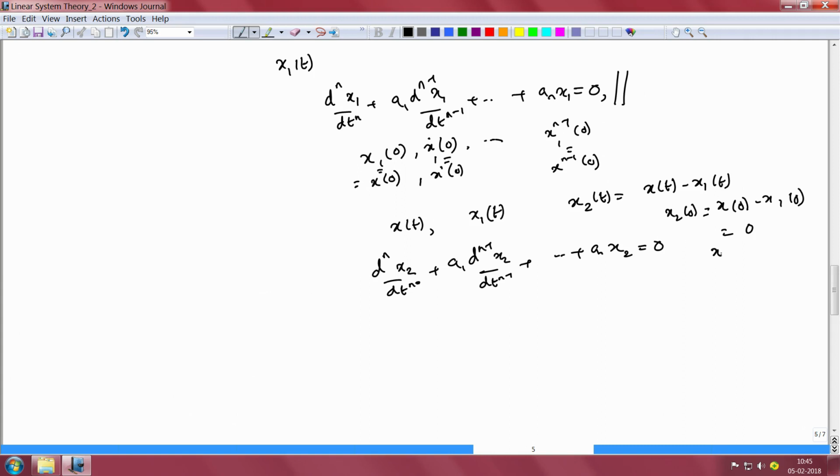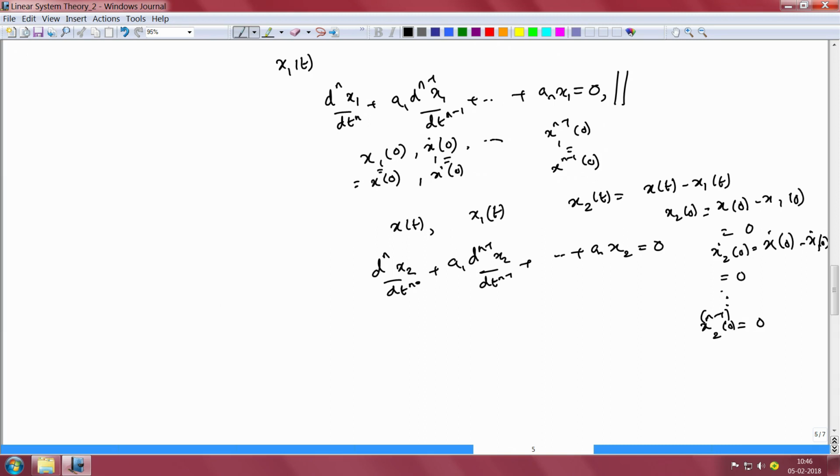Similarly, you could show that x2 dot of 0 is equal to x dot of 0 minus x1 dot of 0, and these two are also assumed to be the same. We are assuming that x and x1 have the same initial conditions, so that is also 0, and all the way down to the (n minus 1)th derivative of x2 at time t equal to 0, which is also equal to 0.